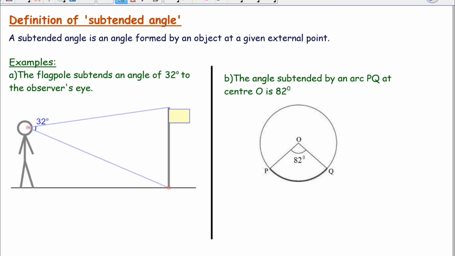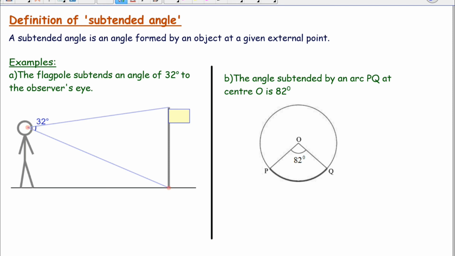Another definition that I want to look at is what the word subtended angle means. Now, a subtended angle is an angle formed by an object at a given external point. For example, in the first example A here, we have a flag which forms an angle of 32 degrees to the observer's eye. So the flagpole subtends an angle of 32 degrees to the observer's eye.